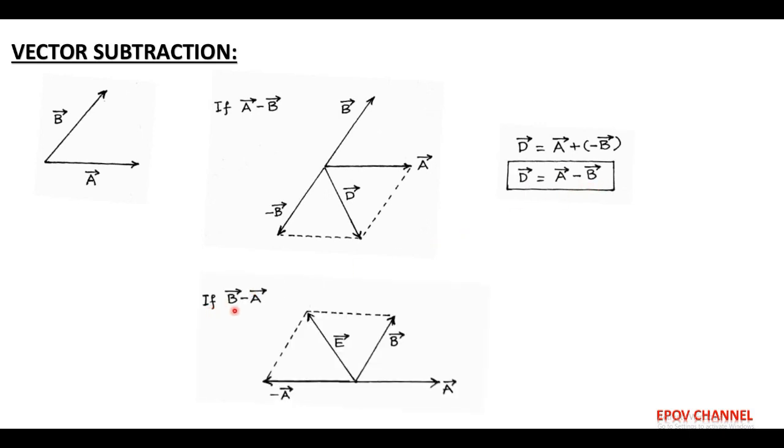Also, when we require B vector minus A vector, in this case we draw opposite of vector A, that is minus vector A. And similarly, we draw a parallelogram corresponding to minus A vector and B vector. And the resultant of these two vectors is vector E, and it is B vector minus A vector.